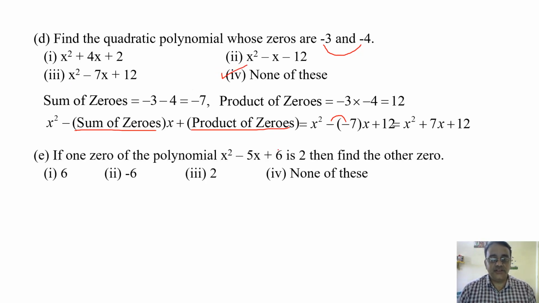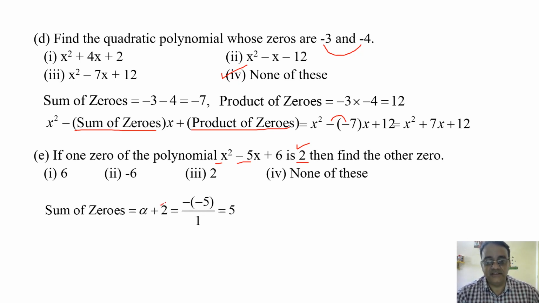Right, now the next question, if one zero of the polynomial x square minus 5x plus 6 is 2, then find the other zero. So let the other zero be alpha. So alpha plus 2 is equals to, the sum of zeros is minus b by a. So यहाँ पर जो b है वो minus 5 है और a 1 है. So that is alpha plus 2 is equals to minus of minus 5 by 1, that is 5. Now shift 2 to this side. It will become minus 2. So 5 minus 2. The final answer is alpha 3. Right. And the correct option is none of these.